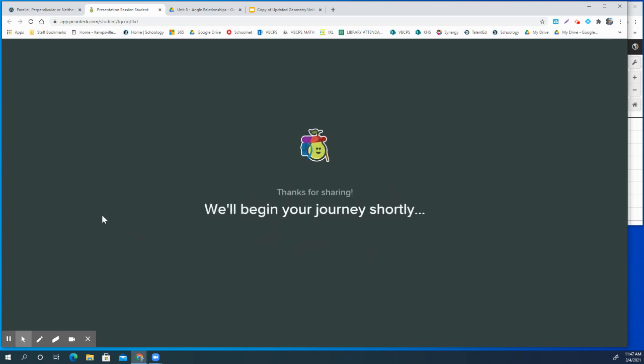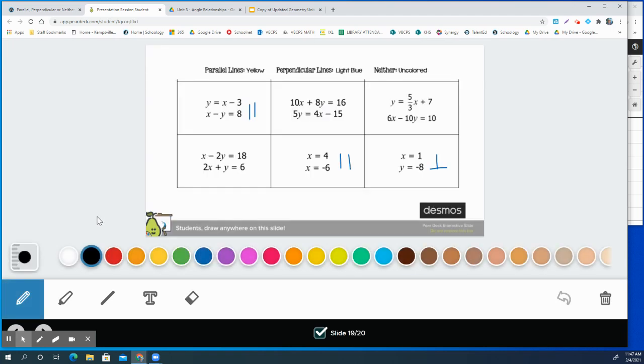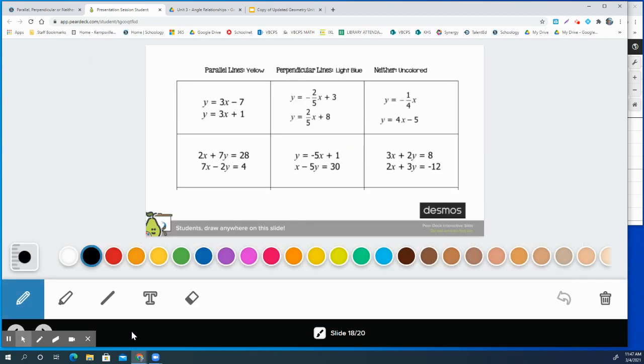Hopefully the links work. And it's going to pick up where I left off last time. So we're already going to have some notes in here, which will be good.